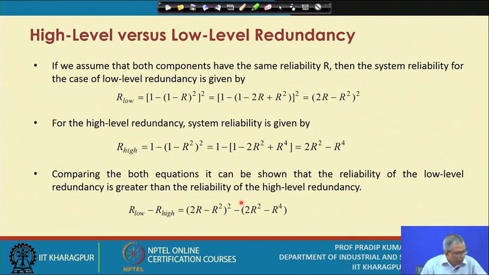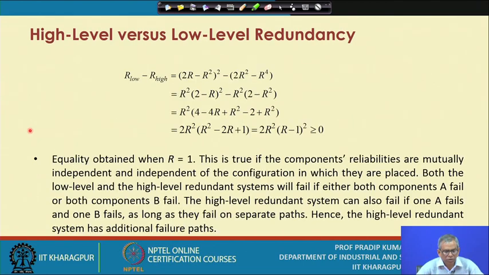Is it okay? But the only thing is, there may be high level redundancy, there may be low level redundancy, but make sure that whatever system you have proposed is cost effective. Is it okay? At what cost? So, high level versus low level redundancy, you have these final expressions, and it should be greater than or equal to 0. Make sure. Is it okay?